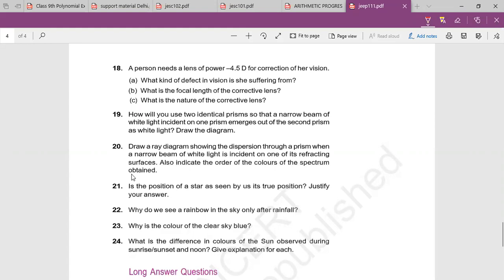What diagram do you have to draw here? VIBGYOR. But from the top to bottom, it is from red. So at the top, it will be red and the violet is at the bottom.